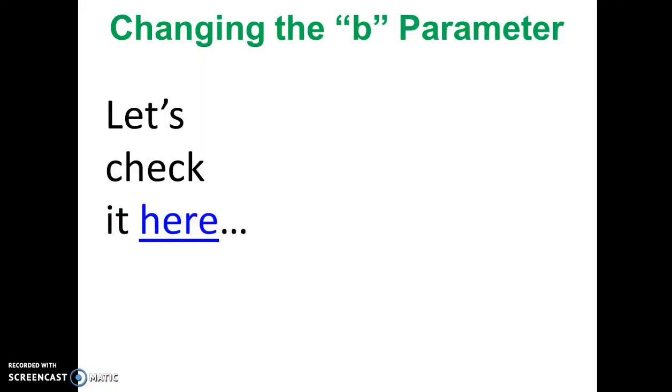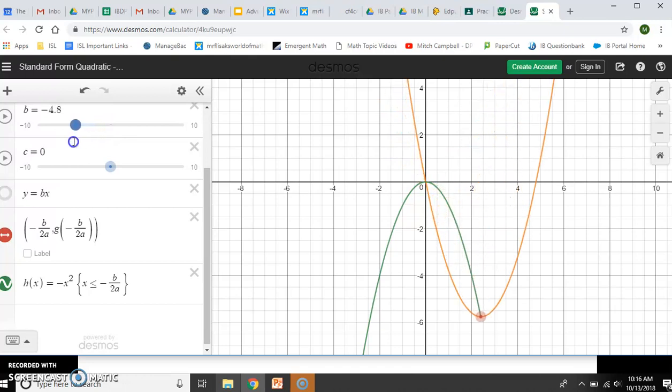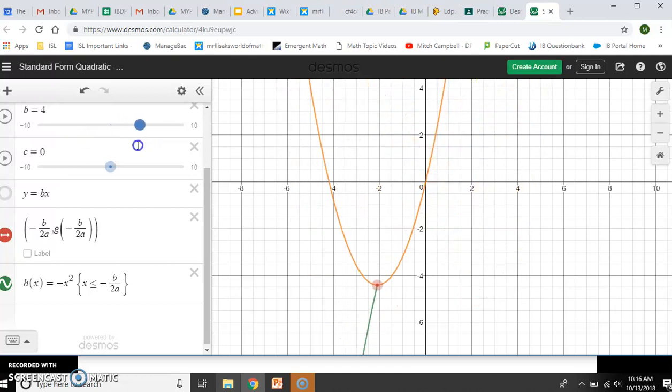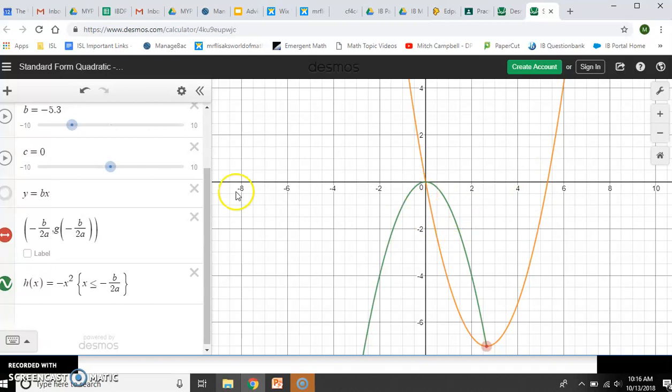And final thing, this is an extra little challenge. You're not really required to know what changing the b parameter does, but let's check it here just so you see. I have a parabola. I'm going to change the b value, and look at the path that the vertex of the parabola is following. The vertex of the parabola, when I change the b value, follows a path that is actually a reflection of the original parabola in the negative direction. So that's pretty neat that it follows that.